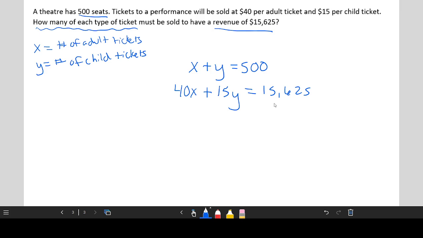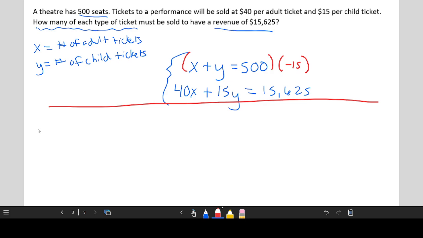And so we can then solve this system using either substitution or addition. I'm just going to change it up and use addition since we did substitution for the last one. So I'm going to take that first equation and I'm going to try and eliminate the y's. So I'm going to multiply that first equation by negative 15. That way the y's will add to 0. And so we have then negative 15x minus 15y equals negative 7,500.